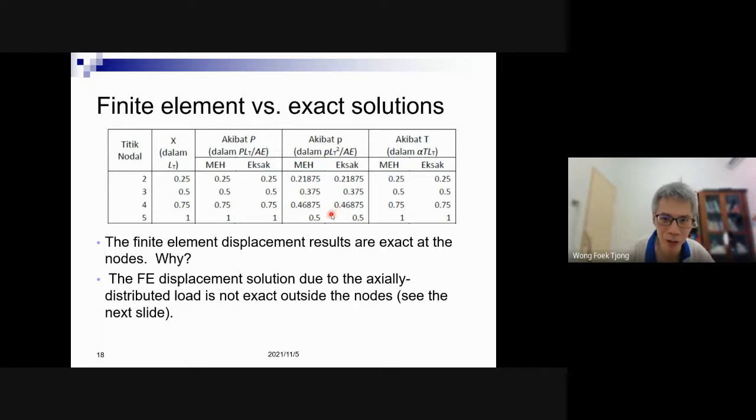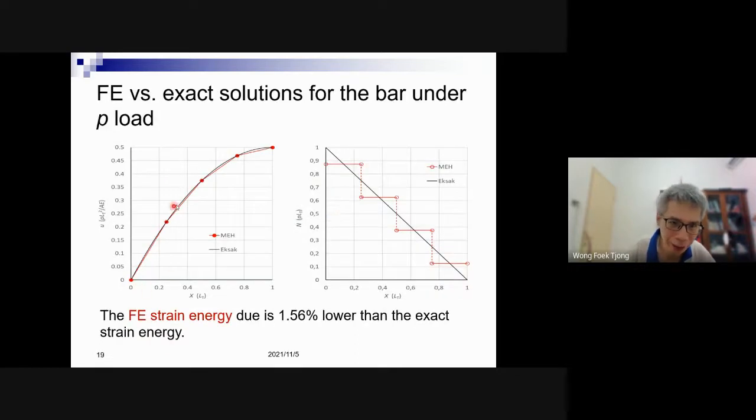Outside the nodes, you see, like this one, it almost coincides, but there are two graphs, the red one and the black one. The red one is the finite element solution, linear for each element, right? Linear because we assume that the displacement is linear for each element. The exact is the black one. You see the difference, right? There is a difference, even though very little.